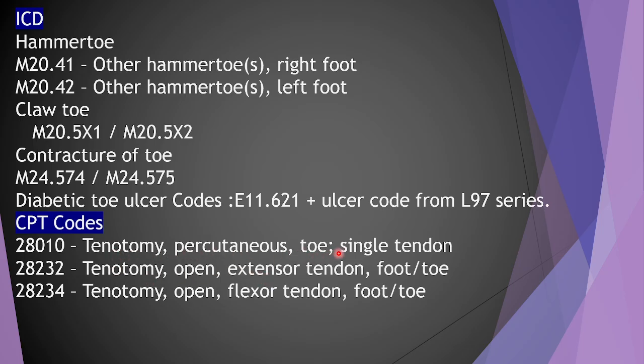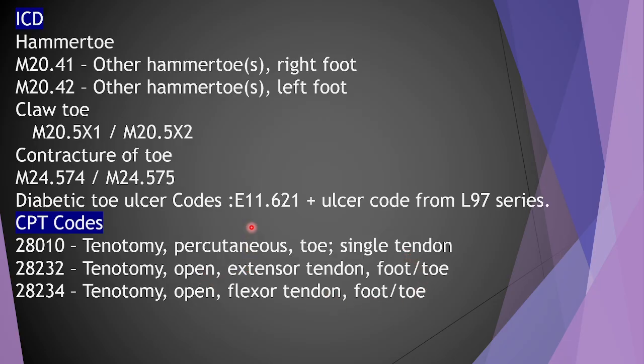Okay, so tenotomy percutaneous to single tendon, tenotomy open extensor tendon, foot, tenotomy open flexor tendon. So what is the difference in these three codes? First, the approach is different: percutaneous approach, open approach. Second, which type of tendon is present, whether it is extensor or flexor. And the third one is the anatomical location, and how many tendons will be present, single or multiple.